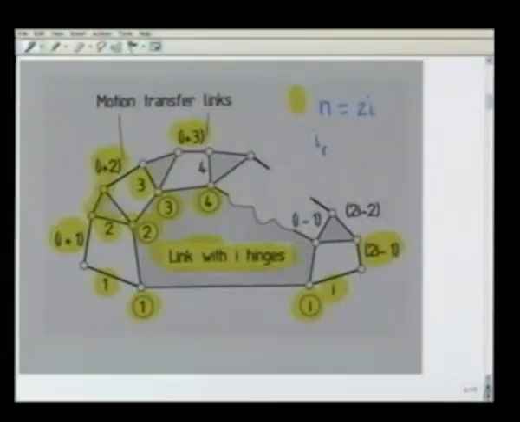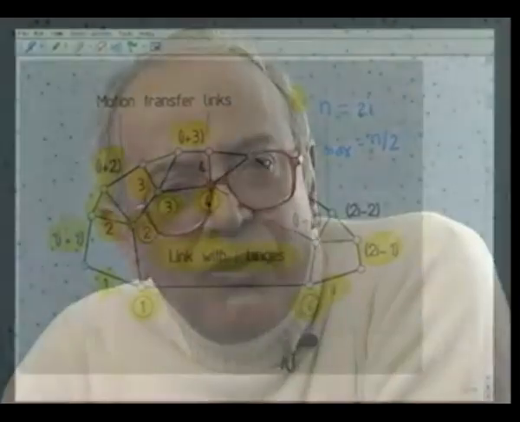That means if the total number of links is n, then I max can go up to n by 2 and not more than n by 2. I emphasize that this is the possible value of I max, not necessarily that I max has to be n by 2. Definitely it cannot be more than n by 2. Next we have to prove that from this closed chain, if I hold one link fixed, it must produce a single degree of freedom mechanism. That is, this particular closed chain must satisfy our old Grubler's criterion.